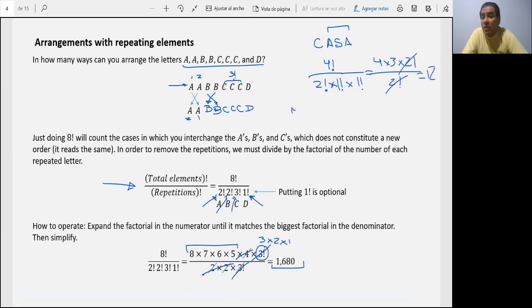For an exercise, you can try and do this. In how many ways can the 11 letters of the word Mississippi be arranged? All right, so you can try this as an exercise.